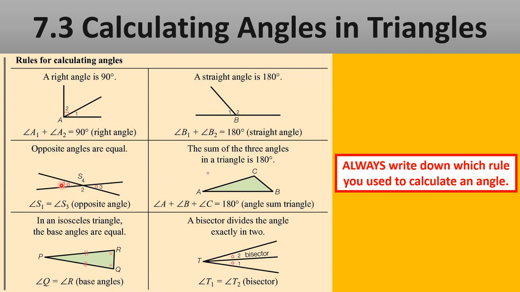We know that opposite angles are equal, so right here angle S1 is equal to angle S3, but you could also say that angle S2 is equal to angle S4, right? The sum of three angles in a triangle is 180 degrees, the angle sum of a triangle. In an isosceles triangle, the base angles are equal: angle Q is equal to angle R. And a bisector divides an angle in exactly two equal parts. So right here, angle T1 is equal to angle T2 because this line is a bisector.